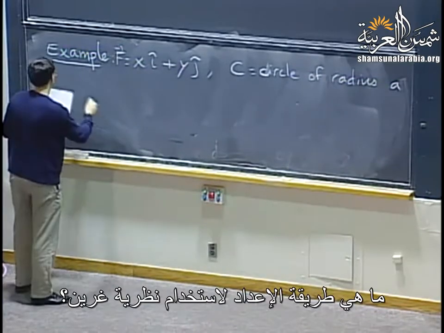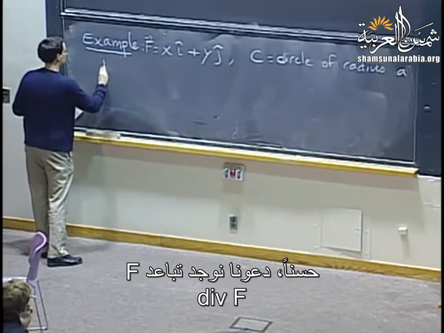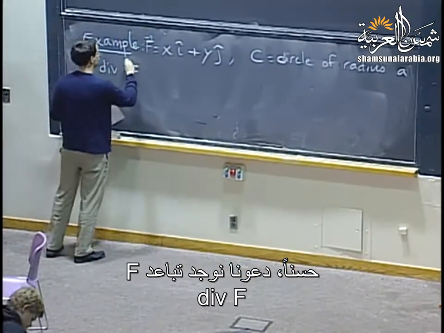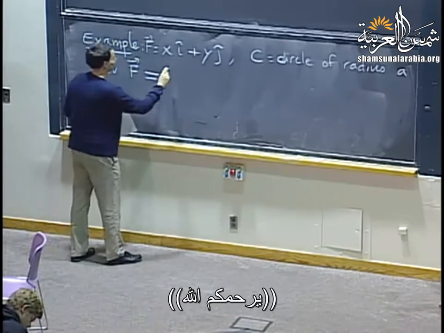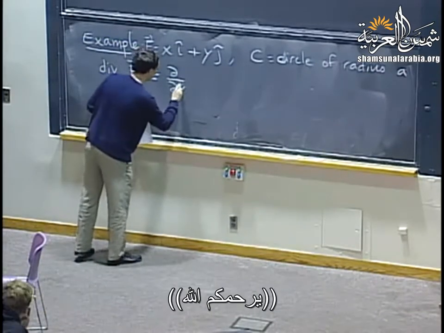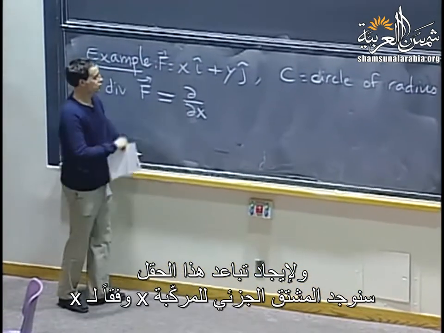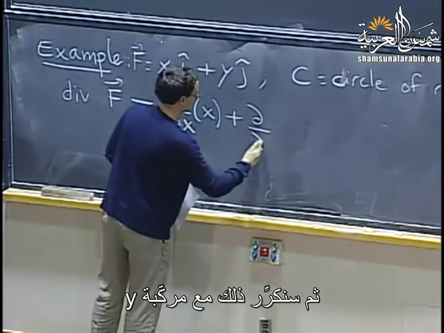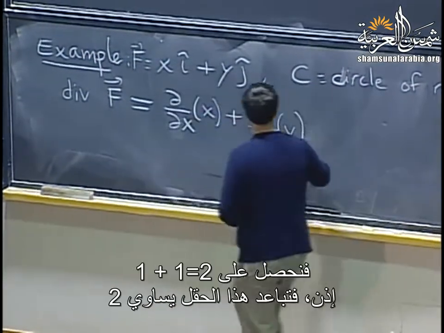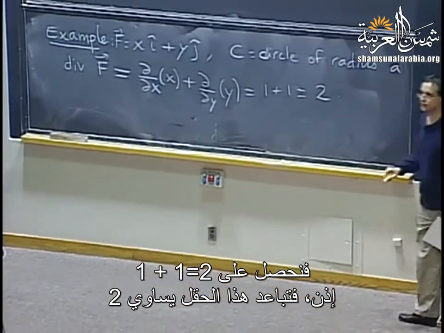Okay, so how do we set up Green's theorem? Well, let's first figure out the divergence of f. The divergence of this field: I take the x component, which is x, and I take its partial with respect to x. Then I do the same with the y component, and I get 1 plus 1 equals 2. So the divergence of this field is 2.